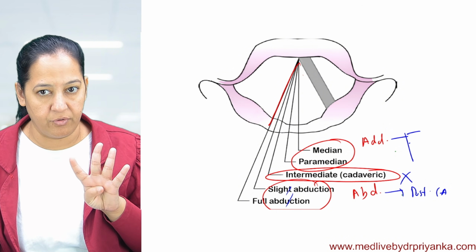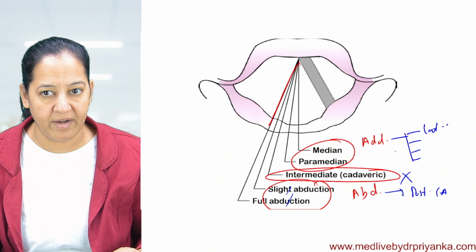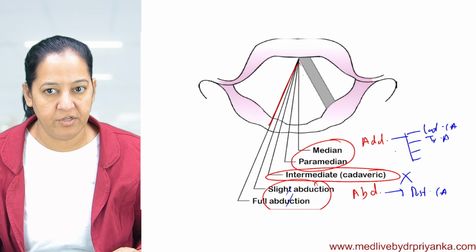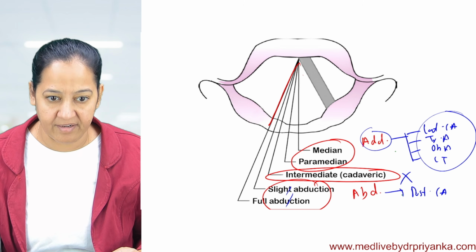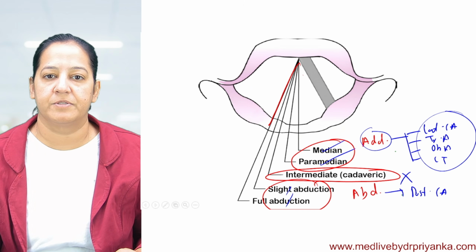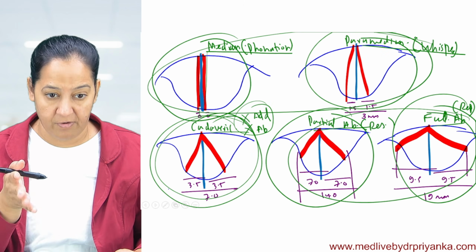And adductors are 4. What 4 adductors? Lateral cricoarytenoid, transverse arytenoid, oblique arytenoid, and cricothyroid. If these are acting as adductors, the vocal cord will be in median or paramedian position. So these are the positions of the vocal cord.